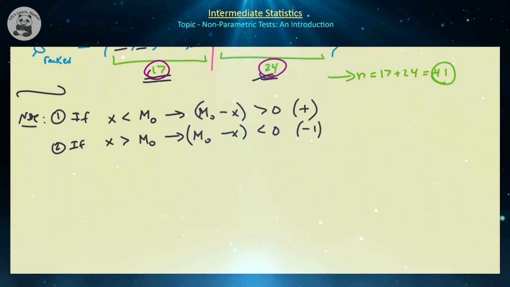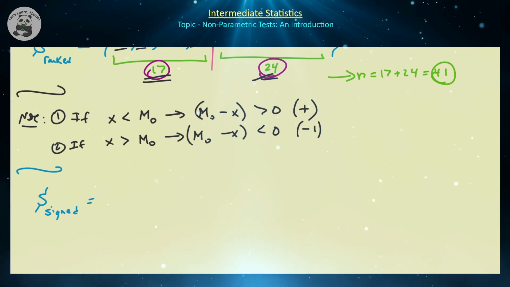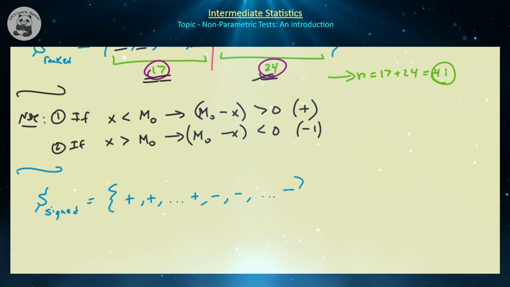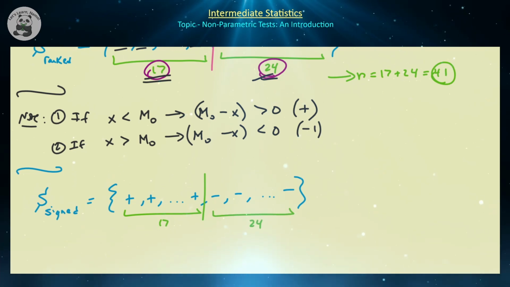So if I look at my S set again, but I'm not going to look at the ranked values, I'm just going to look at the signed values of that set, then what I'm going to have is just a bunch of pluses, so plus plus all the way down to plus, and then minus minus all the way down to minus. And our claimed value of the median was there, where we have again 17 values on the left and 24 on the right.